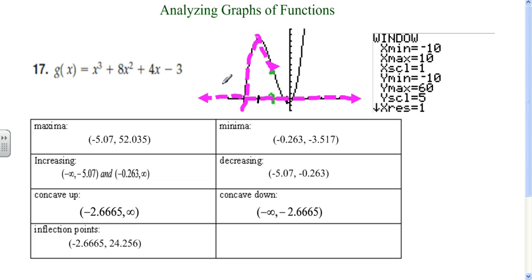So that's analyzing these graphs. We have maximum, minimum, increasing, decreasing, our concavity, and our point of inflection.